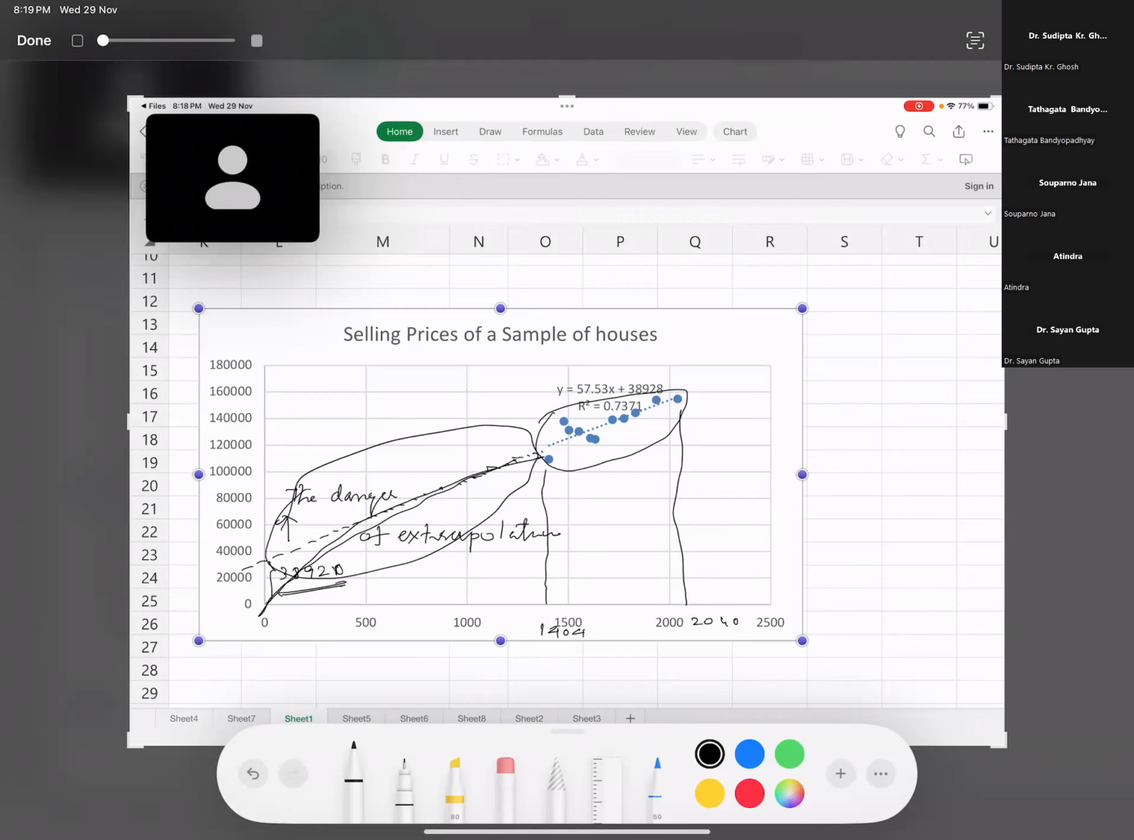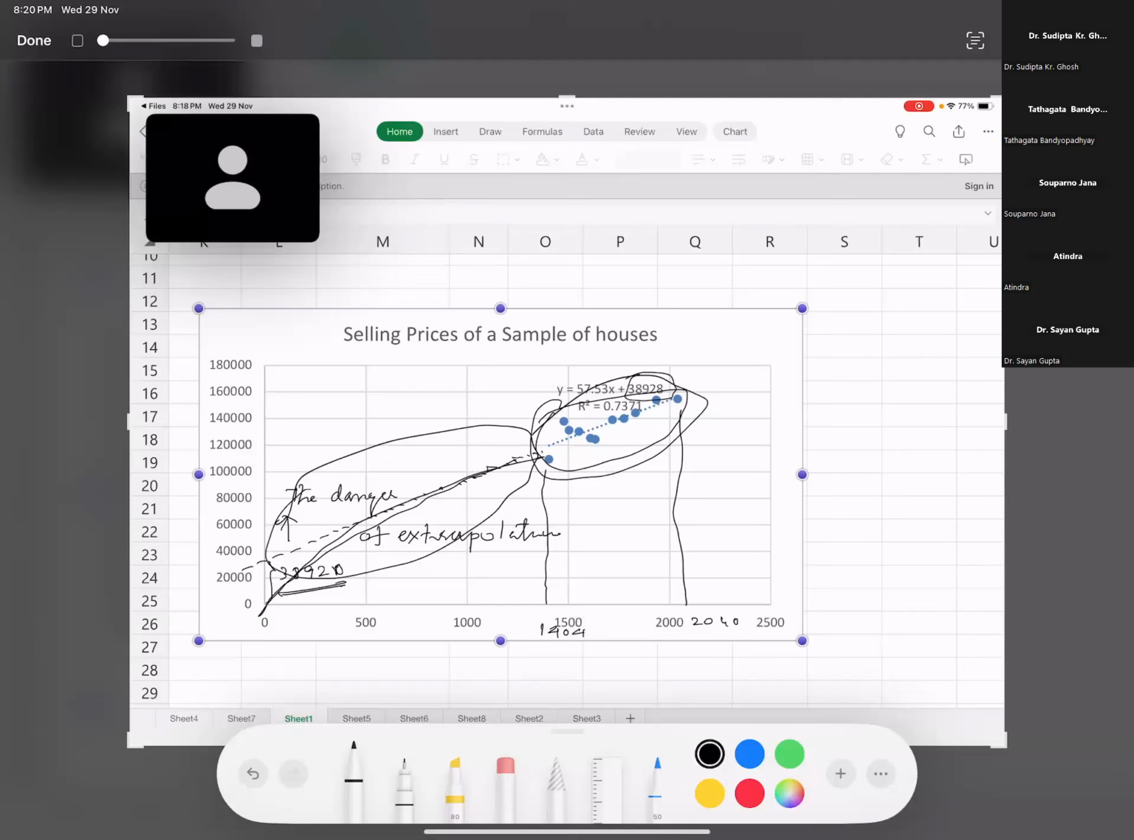But you have data in this region, and based on that, you are extrapolating the value of Y for an X which is far, far away from your data cloud. And that is called the danger of extrapolation. So you should not do that. Basically, your prediction would be good if you are inside your data range. A slight extrapolation may be okay, but if you are far away from your data cloud, then it's dangerous. That's why here the intercept actually doesn't make any sense.